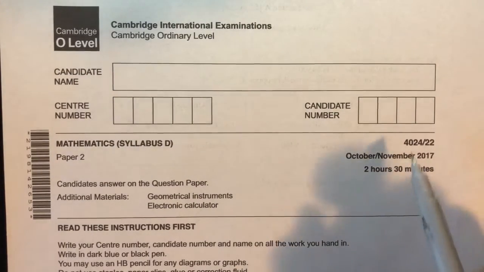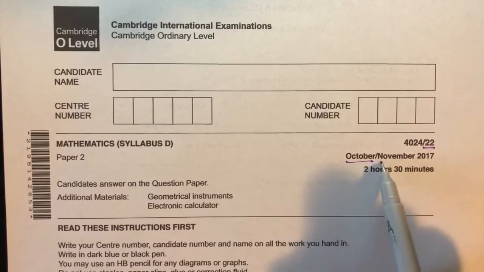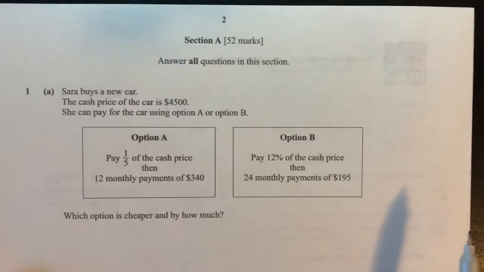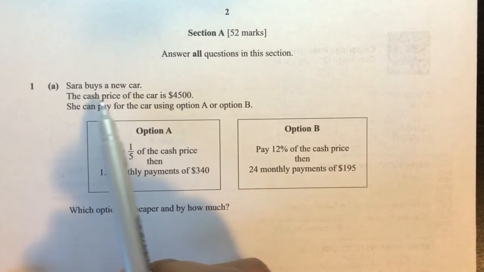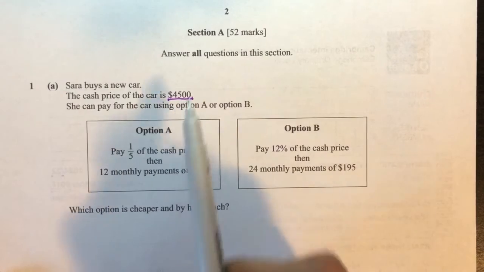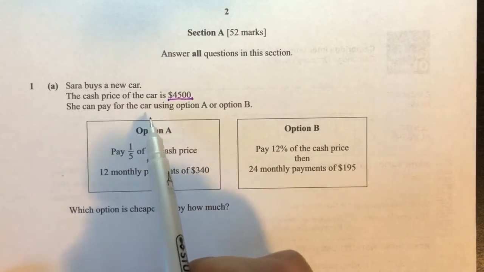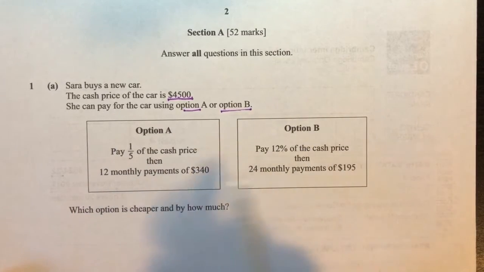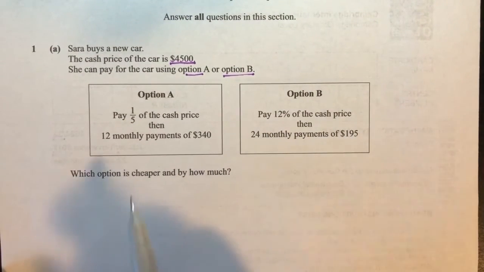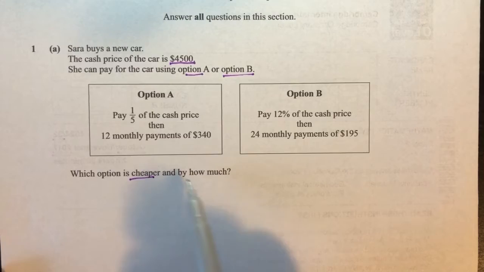Today we are going to do paper 2-2 of October/November 2017. Okay, let's move on to question number one. Here we have, Sarah buys a new car. The cash price of the car is this much. Now, she can pay for the car using option A or option B. As you can see, we have two options here. Now, the question is, which option is cheaper and by how much?